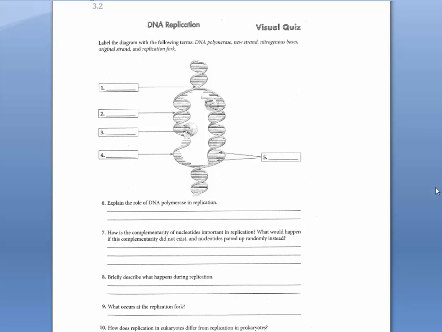You're looking at the portfolio quiz for standard 3.2. This is part one. I'll read the directions. Label the diagram with the following terms: DNA polymerase, new strand, nitrogenous bases, original strand, and replication fork. Here's the diagram.